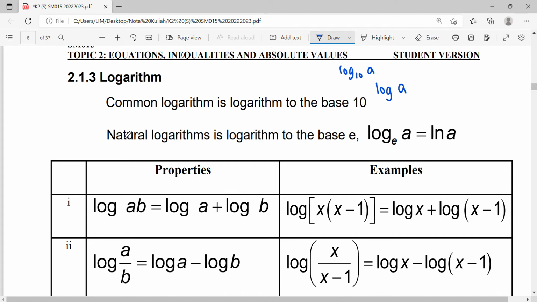So natural logarithm is the base e. So log e, we can write it as ln. So ln and log e, they are same. So normally when we see log e, we will write it as ln e.